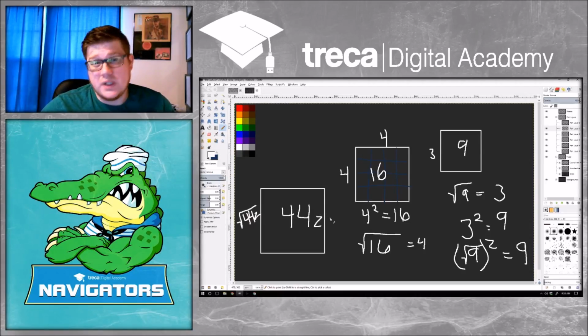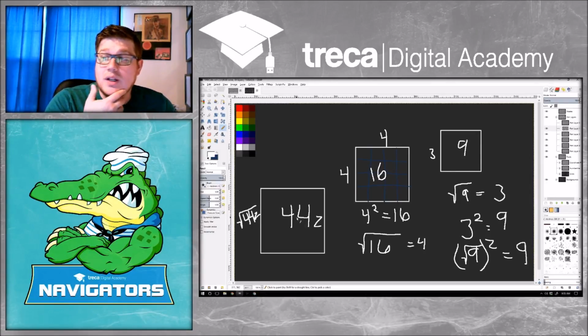We don't know, really, because we don't know what z is. So 44z, z could be 1 over 44, so the whole square could have an area of 1. It could have an area of 4 if it was 1 over 11. It could have an area of 88 if z was 2. So we don't really know. So we have to retain our variable in the side length as well.